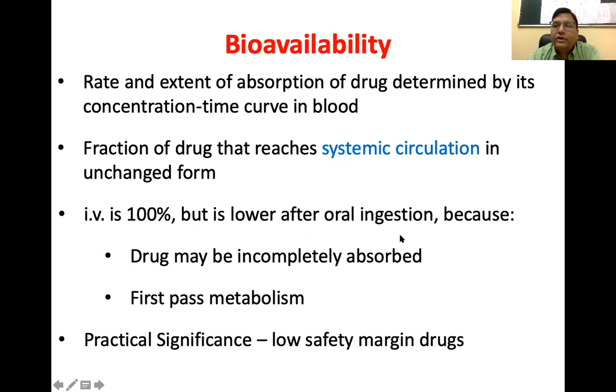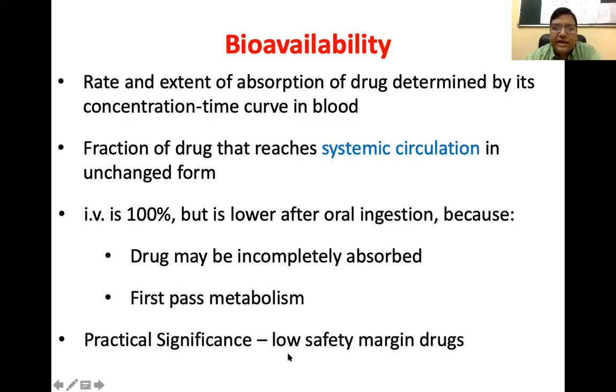But it is lower for orally ingested drugs, like I have shown in the previous diagram also. There are various places, the gut wall, the liver, etc. Through the feces, the drug gets metabolized or excreted out. So there can be incomplete absorption, or the first pass metabolism. So the bioavailability of a drug by oral route is never 100%. Whatsoever we administer, the amount which reaches the systemic circulation is a bit low.